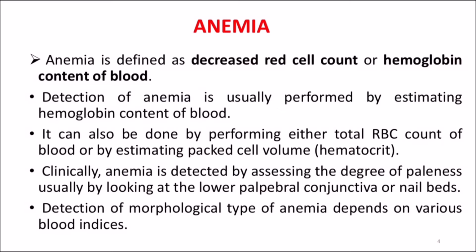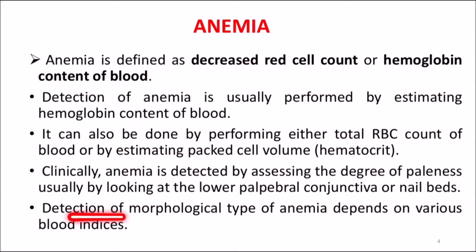Clinically, anemia is detected by assessing the degree of paleness, usually by looking at the lower palpebral conjunctiva or nail beds. The lower palpebral conjunctiva is the site for assessing anemia, whereas the bulbar conjunctiva is the site for assessing jaundice or icterus. So for anemia you can clinically assess the patient at the lower palpebral conjunctiva, or look at the nail beds as well.